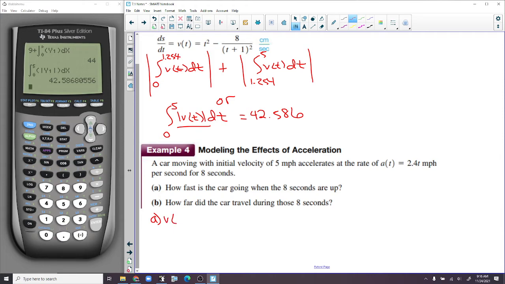So we need v of t. v of t is equal to, well, that's the acceleration, so 1.2t squared plus c, right? The antiderivative of that. We add 1 to the power, so we need to take 2 times something to get 2.4. That's the 1.2. A car moving with initial velocity, so that means we have the 5 for velocity. So 5 is equal to 1.2 times 0 squared plus c. So we plug that initial value in. So c ends up being 5. V of t is equal to 1.2t squared plus 5.